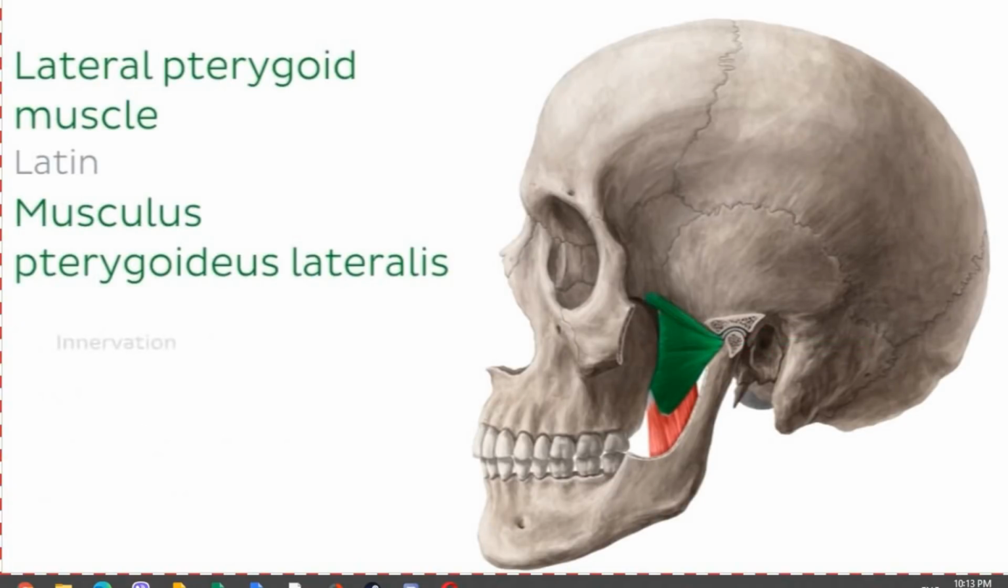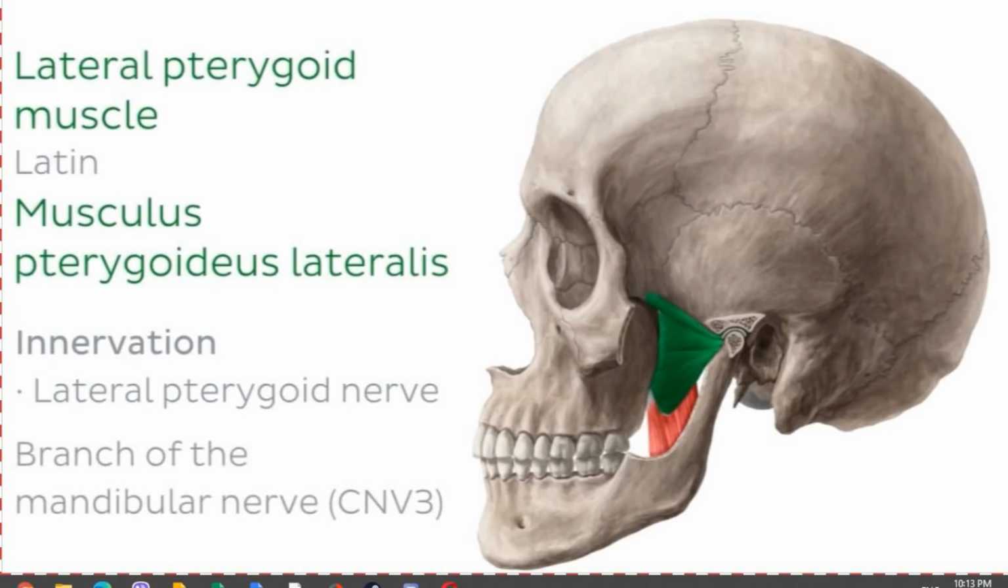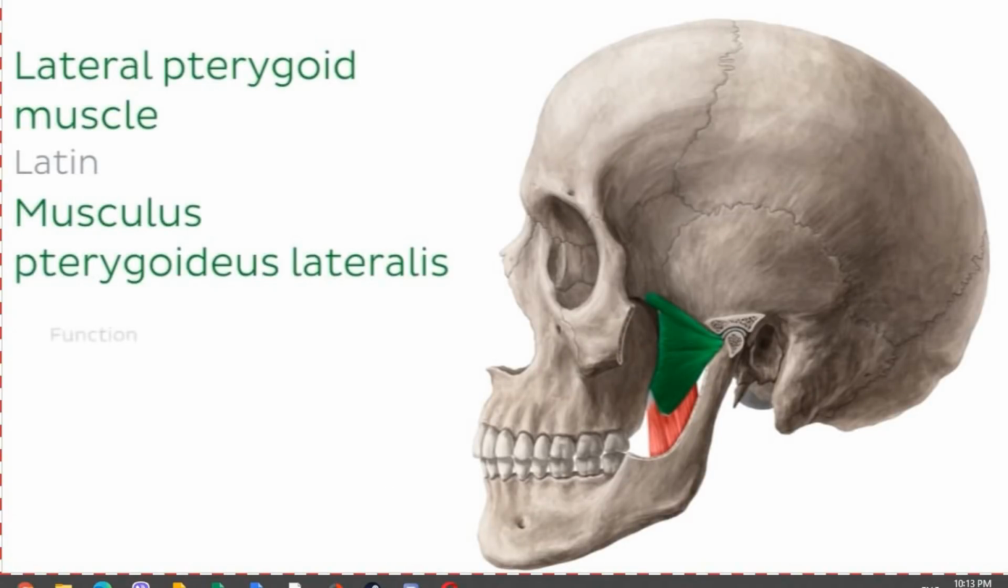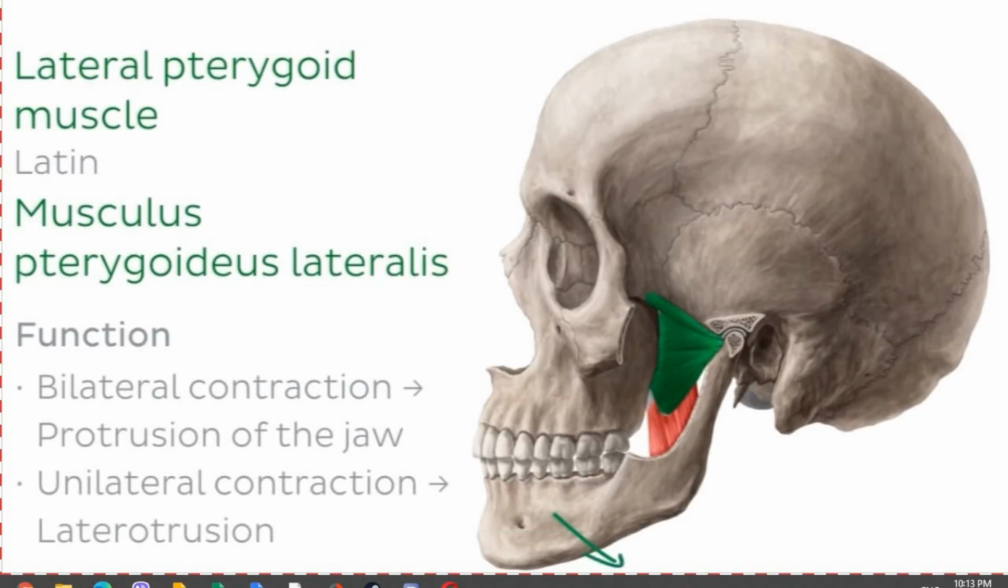The entire muscle is innervated by the lateral pterygoid nerve, a branch of the mandibular nerve. Unlike the muscles of mastication, the lateral pterygoid muscle functions to open the jaw. The bilateral contraction of the muscle also results in protrusion of the jaw, whereas unilateral contraction moves the mandible laterally. This movement is otherwise known as laterotrusion.